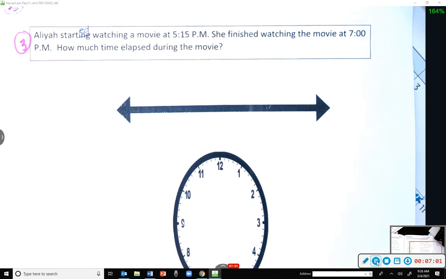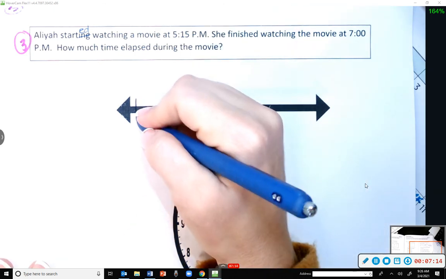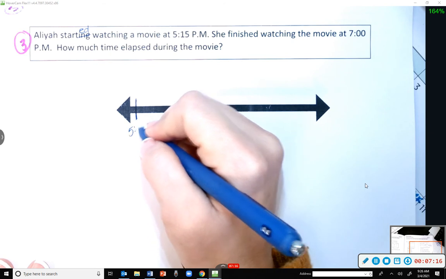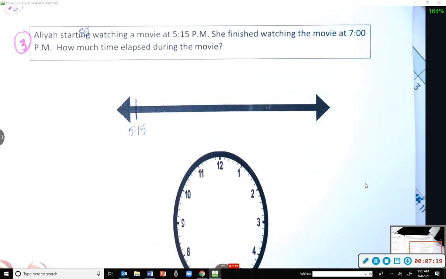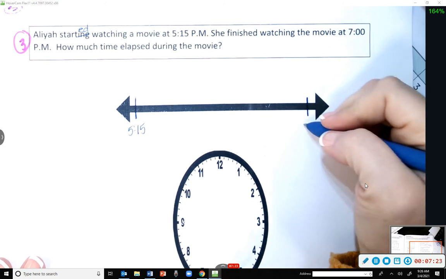Kelsey? So, if you did it on the number line, you would put 5:15 p.m. in the beginning. Good. 5:15 needs to go at the beginning if we do it on the number line. And 7 o'clock at the end.